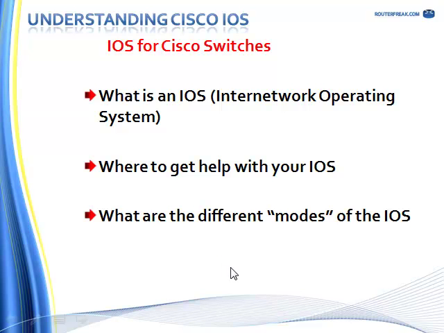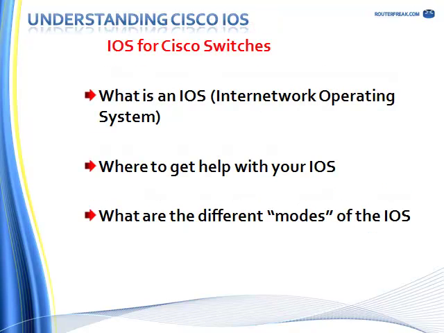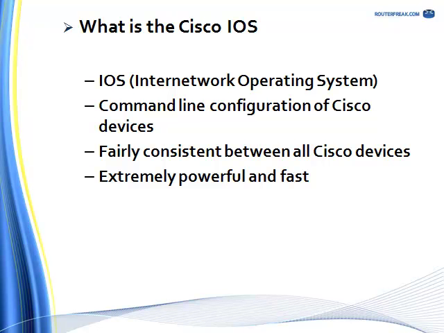So with that said, what is an IOS? Well, the IOS is the Internetwork Operating System. Anyway, the IOS is a command line configuration tool for your Cisco switches or any Cisco device. It's not only for configuration, though. It also allows you to look at the statistics, what's going on. You can look at your traffic. You can do so much with the IOS.